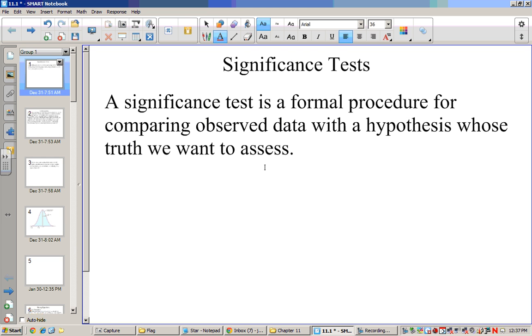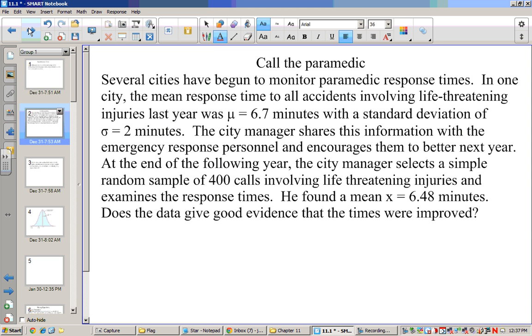So if somebody has a claim, say I make the claim that I can shoot 10 out of 20 basketballs and make a basket, then I make that claim, and then we go out and test it to see if that's actually true. And a significance test is what helps us tell whether or not we think the person is telling the truth or not.